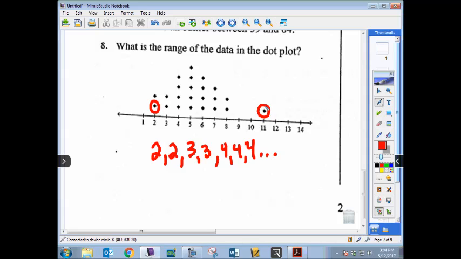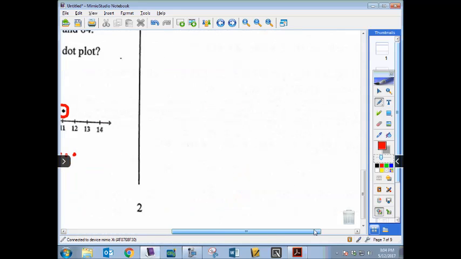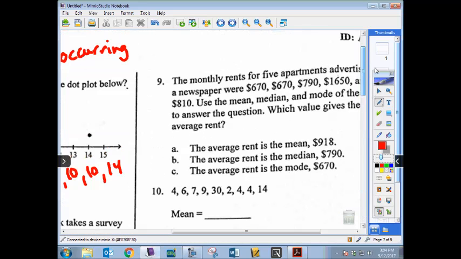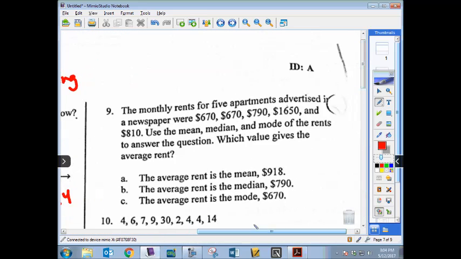I know the biggest number is 11. Therefore, my range, which we know is max minus min, is going to give us 9. Okay? All right, number 9. Now, this question was a little different than probably one you were ready for, but there's one big word in there that gives it away.